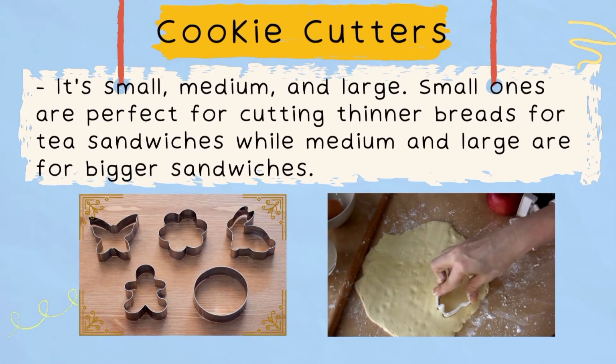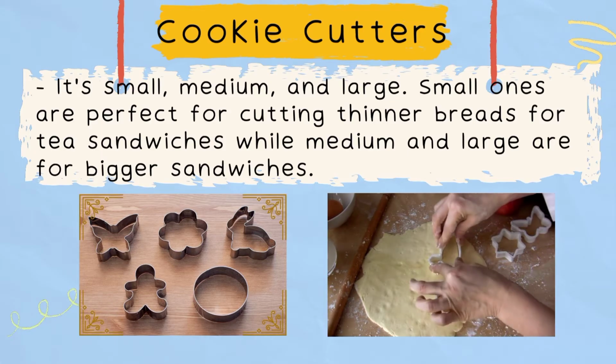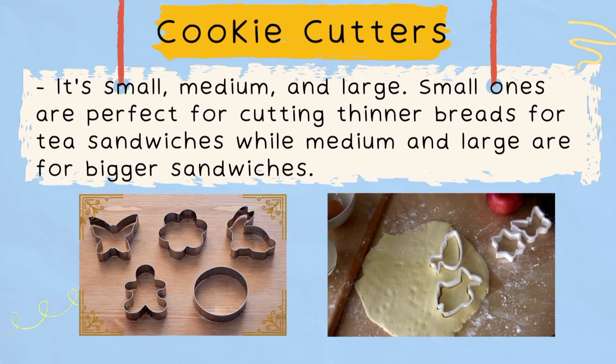Cookie cutters. They come in small, medium, and large. Small ones are perfect for cutting thinner breads for tea sandwiches, while medium and large are for bigger sandwiches.